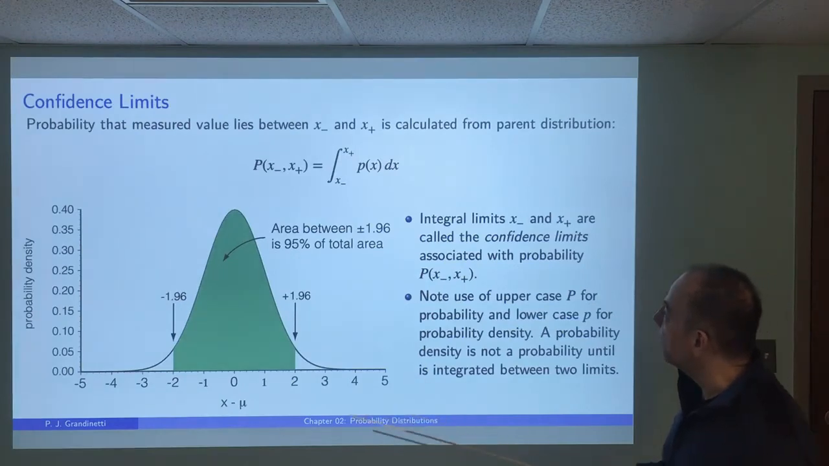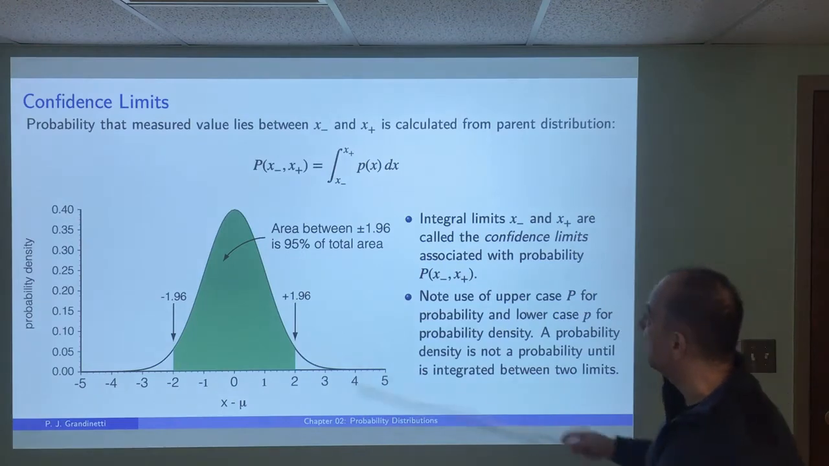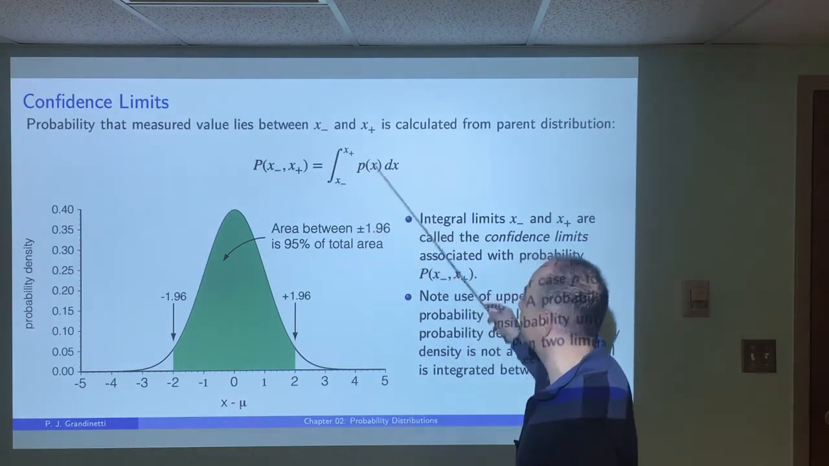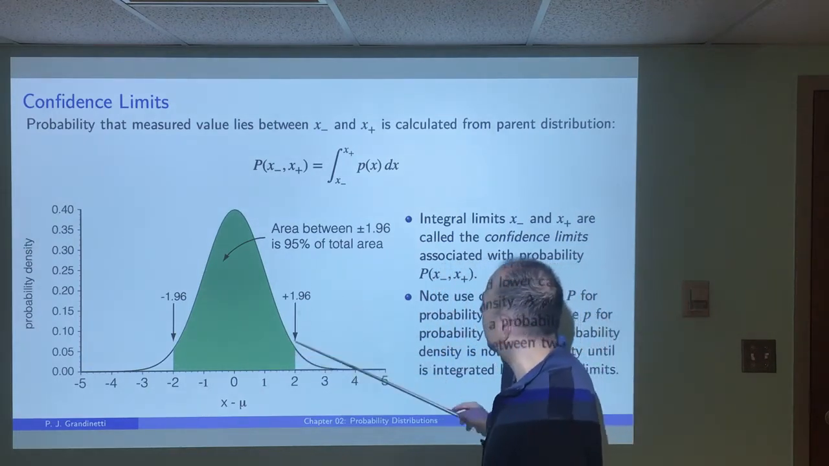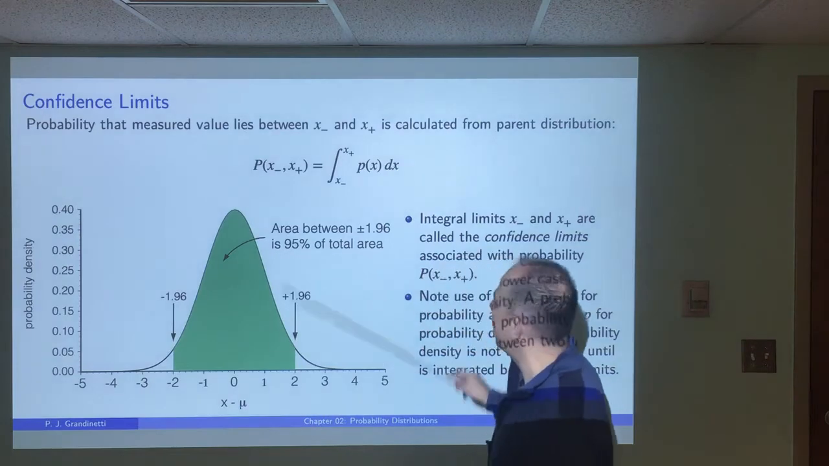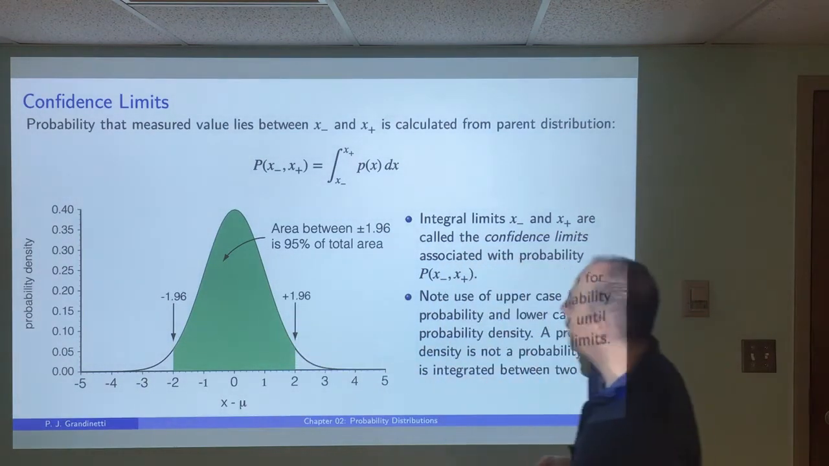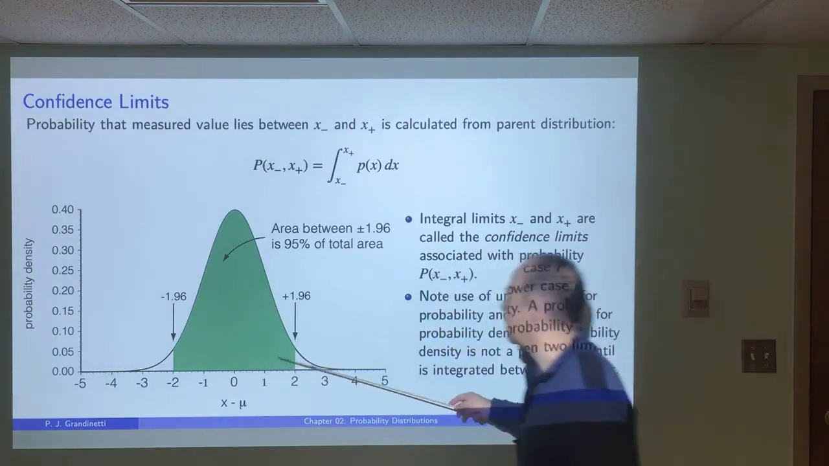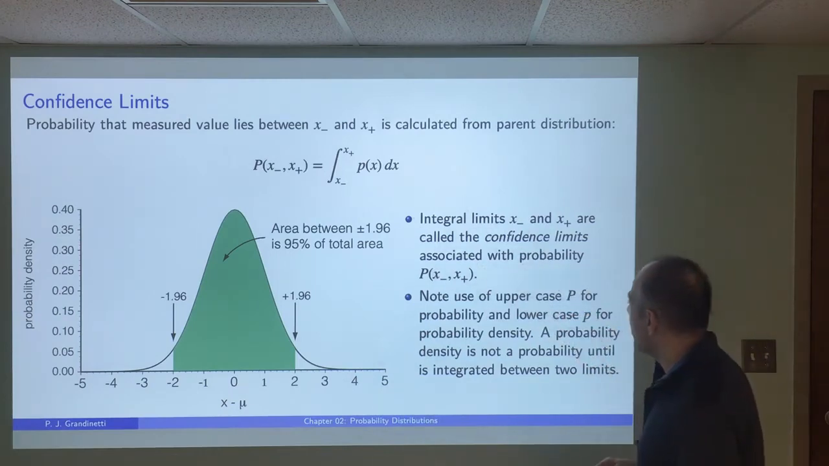Now, it's important to remember that from the probability density function, you can get probabilities. If I integrate the function between two limits, that gives me a probability, which is effectively the area under the curve. In this example, between these two limits, 95% of the area is there. That's what we call the 95% confidence limits. We're 95% confident that the value is going to fall between those two ranges. As I said before, these are called confidence limits.